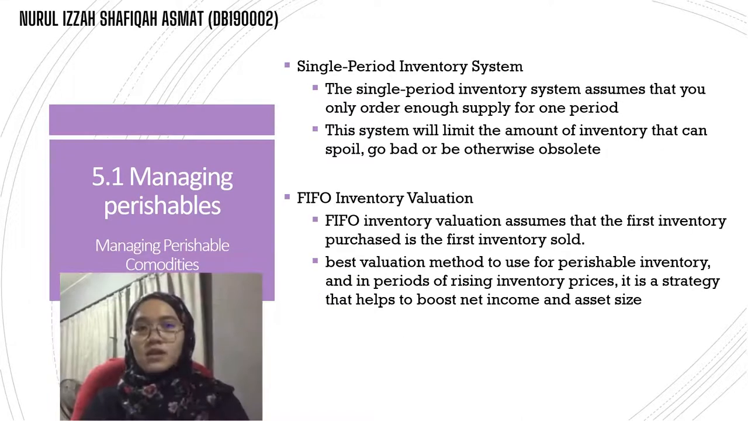Next, in managing perishable commodities is the single period inventory system. The single period inventory system assumes that you only order enough supply for one period. This system will limit the amount of inventory that can spoil, go bad, or otherwise become obsolete.